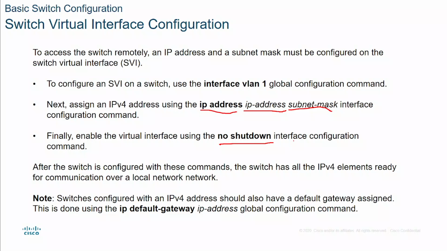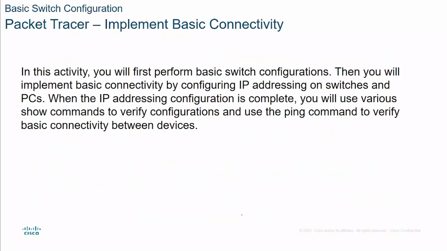After the switch is configured with these commands, the switch has all the IPv4 elements ready for communication over a local network. Remember that a switch configured with an IPv4 address should also have a default gateway assigned. This is done using the ip default-gateway command, followed by the IP address you want to use as the default gateway. There is a Packet Tracer activity here for you to learn and practice how to configure switches.